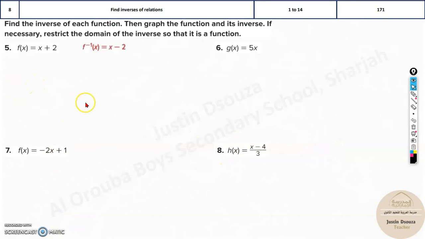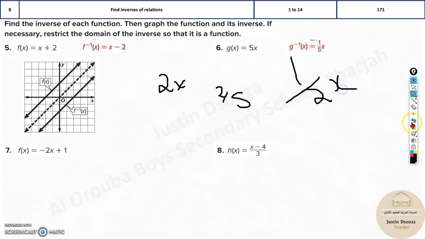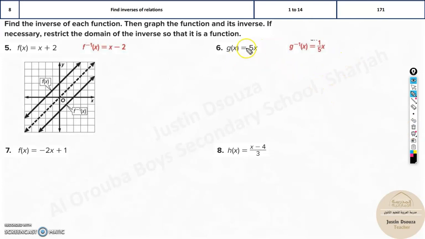Now you can see over here all the answers. I had said the inverse of 2x would be 2 by x. I'm sorry for that. It is 1 by 2x. Now the inverse of 5x, this is multiplication, so you must divide by 5. So x will remain, and you divide that by 5. Now 5x is 5 times x, so you just divide by 5. In the same way over here, x plus 2 becomes x minus 2.